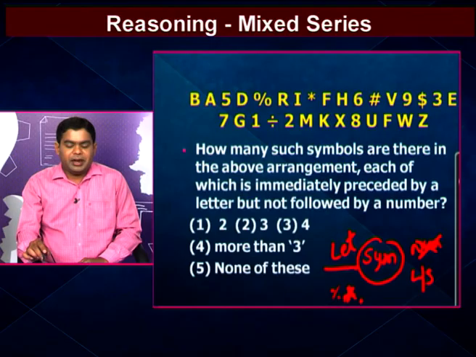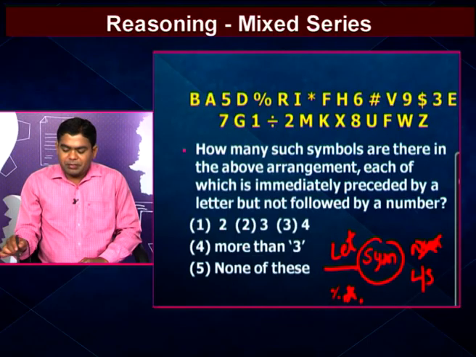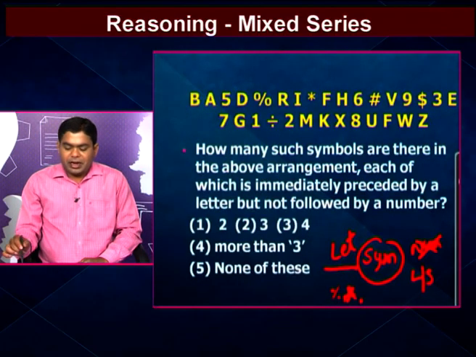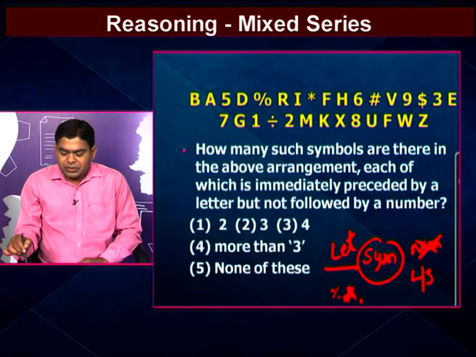That one is division. Here division is preceded by a number. So according to our condition, a symbol must be preceded by a letter. That means the division symbol does not satisfy the given condition. That means in our given series only two symbols are there. So those symbols are percentage and star, preceded by a letter and not followed by a number.